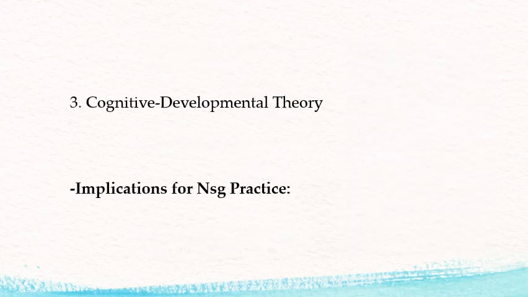Cognitive Developmental Theory by Jean Piaget, 1969. 4 major stages that he has related to the cognitive development of a child. You will probably look at this a little bit more when you get into your pediatrics course. But implications for nursing here are very significant.